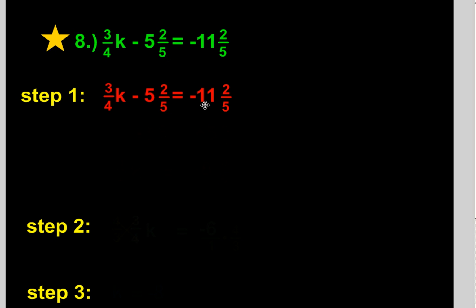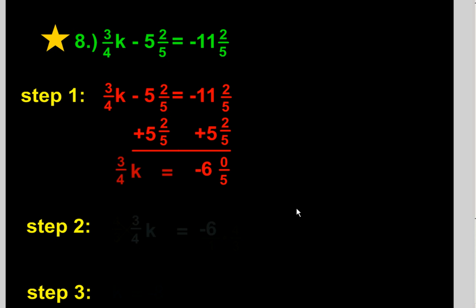and we want to get rid of the 5 2/5, and we can do that by doing the opposite of the sign that was here, so we can add 5 2/5, but if we do that to this side, we also have to do it to this side. And if we add, we should get negative 6 and 0/5, although 0/5 technically we don't have to show that, so when we bring it down to step 2 we can leave that part off. And we need to bring down the rest of the problem. Rewriting it, we have 3/4 k equals negative 6.